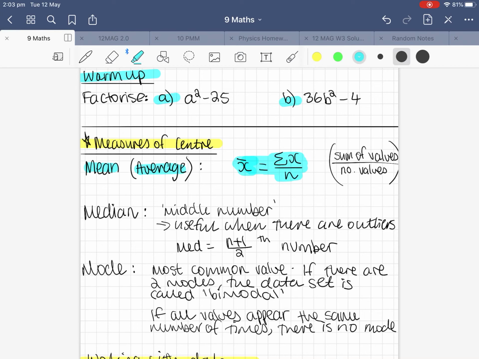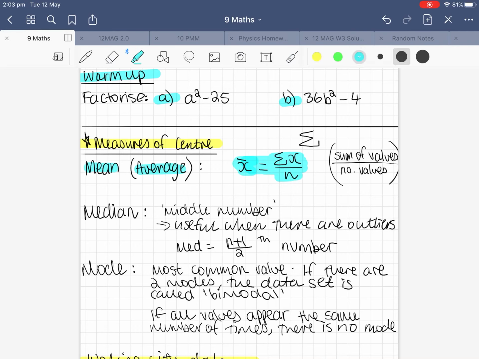So you might have last year written it as sum of values over number of values, which is absolutely fine, and you're still welcome to write this. But mathematically, we write that as a capital sigma. That's the Greek letter sigma. So we draw it like this with a little tail. Sum of all values x over the number of values n.